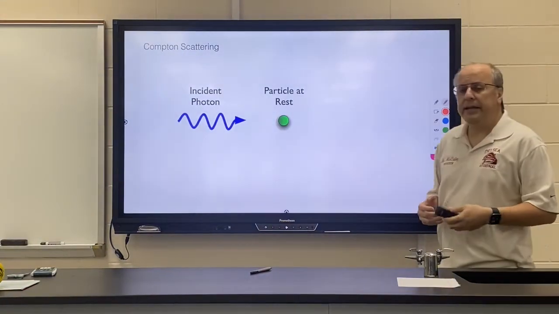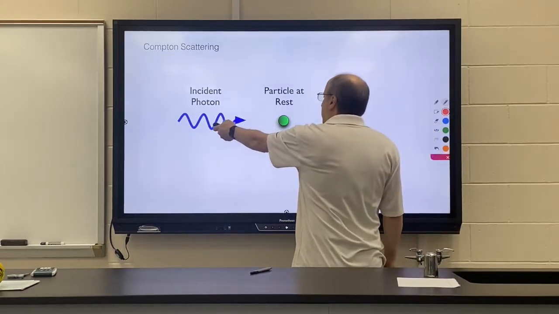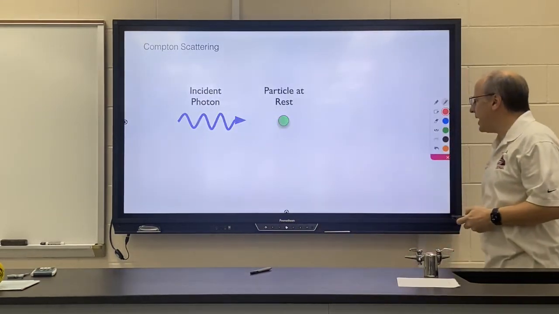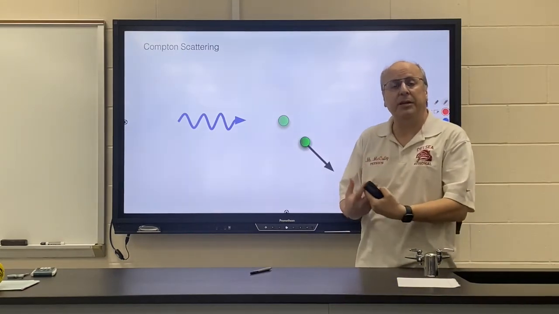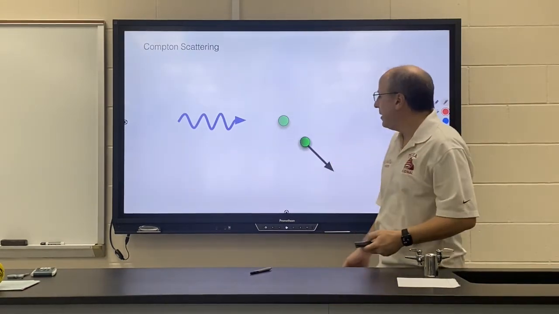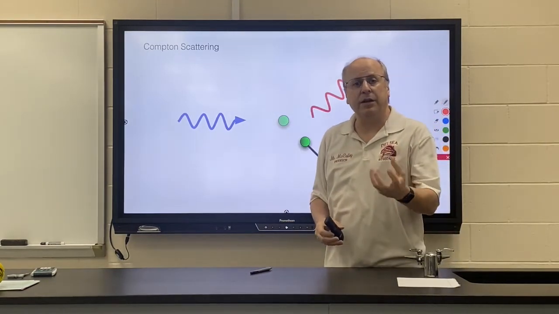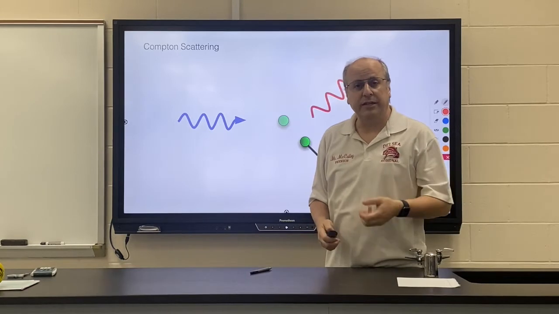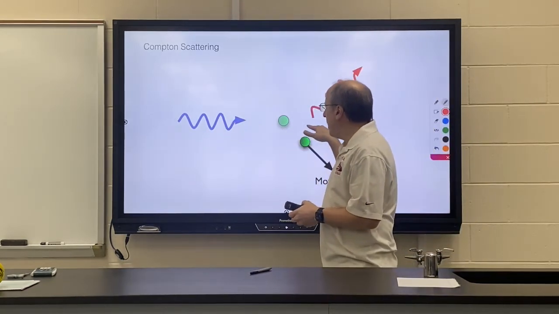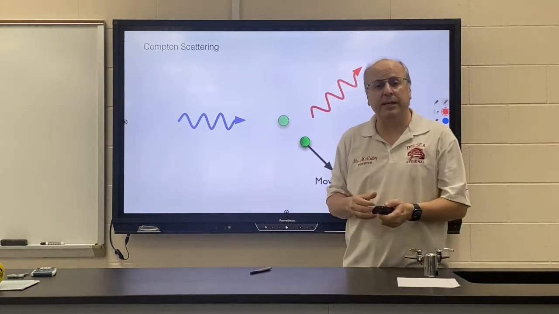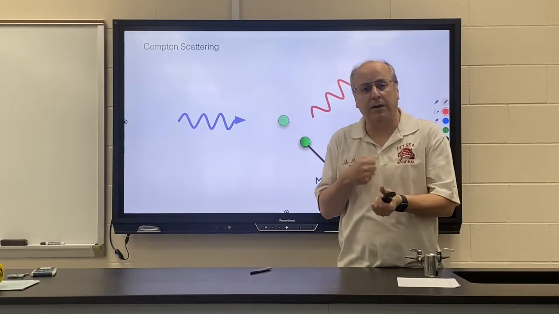We saw that light can collide like a billiard ball. So we had a photon coming in, hitting a particle at rest. The particle at rest gains some of the energy and momentum of the original photon, and a new photon emerges that has a different color with less energy and less momentum. So this Compton scattering is another great example of things that can only be explained with the particle model of light.